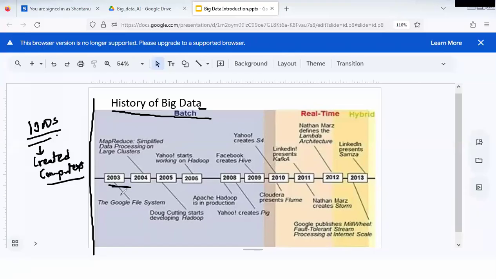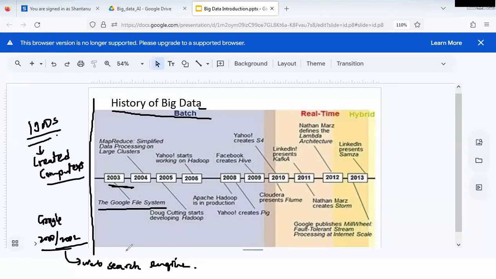Then in 2003, Google File System came. The first file system, because Google's launch was roughly 2000, or you can say 2002, right? So when Google was launched, they started doing the web search engine, right? What is Google's basic product? Web search engine.